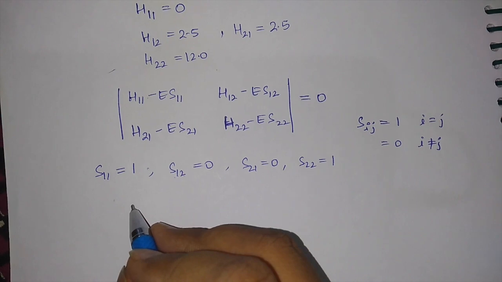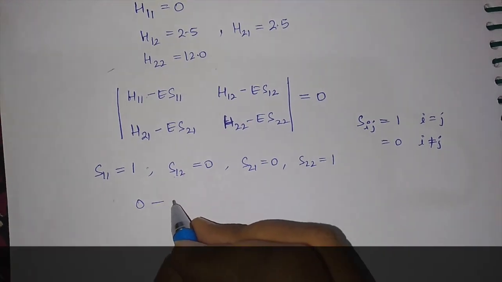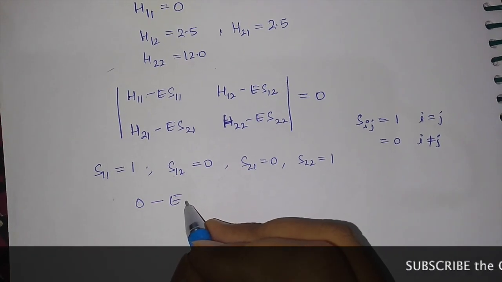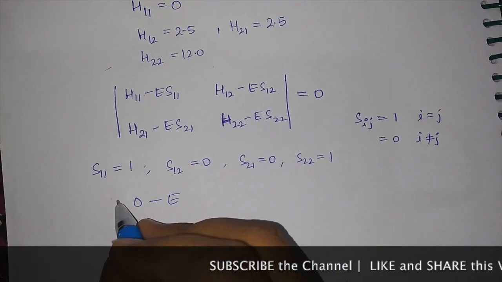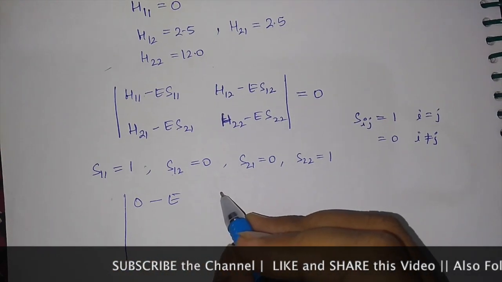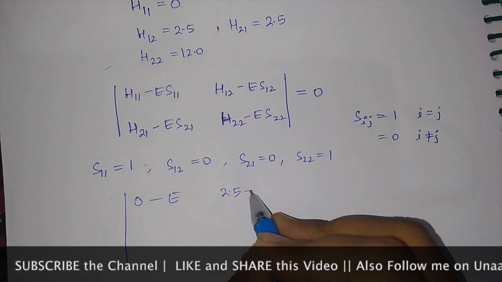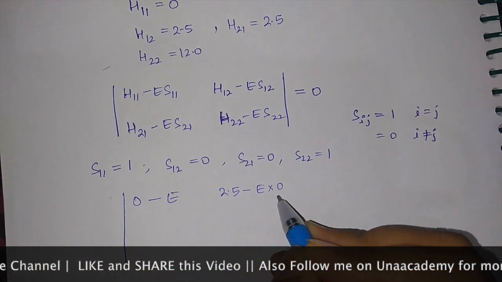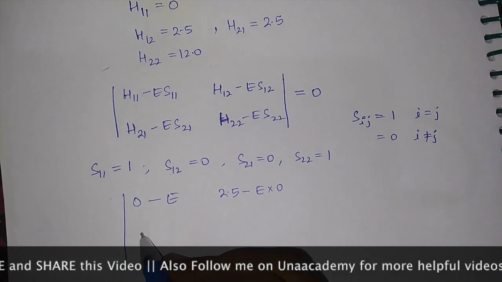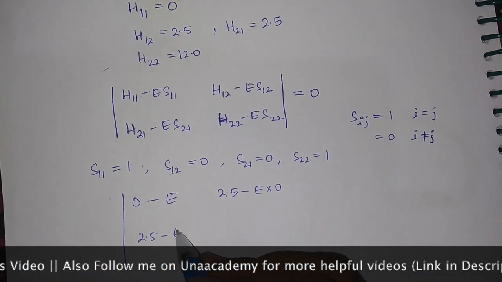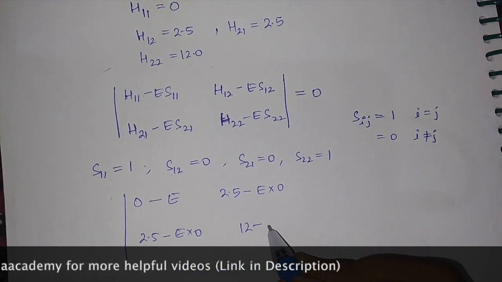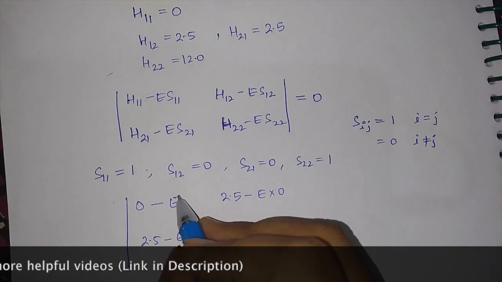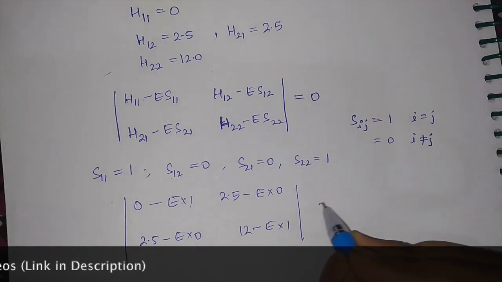So H11, if you put it as 0, so it's like E, and S11 is 1, so it will just become E into 1, so that will be just E. Okay, it's a determinant over here. Now you will be having 2.5 minus E into 0. The next one is 2.5 minus E into 0, and the last one is 12 minus E into 1. Just write it like this, and that is equal to 0.